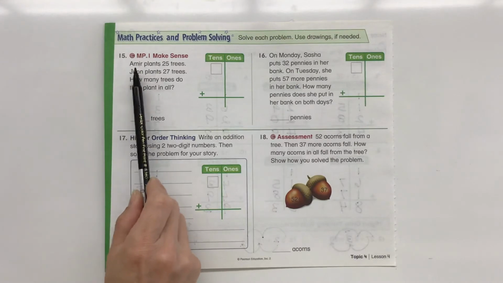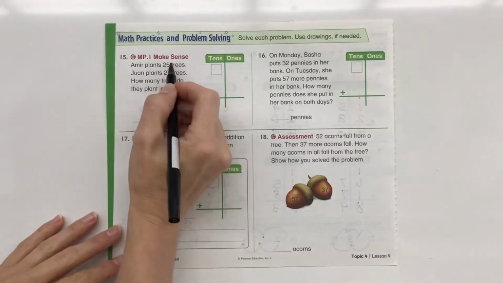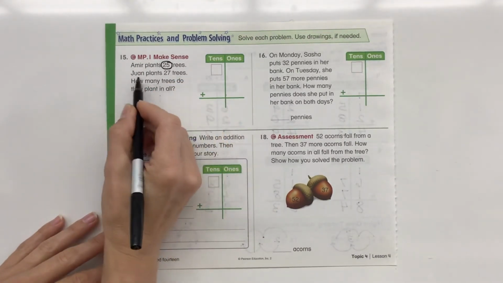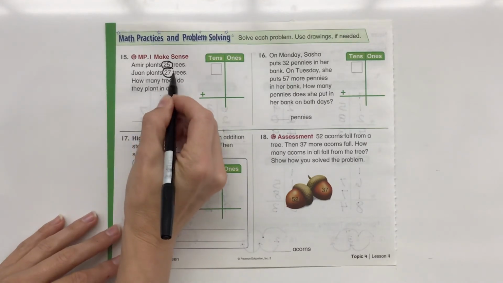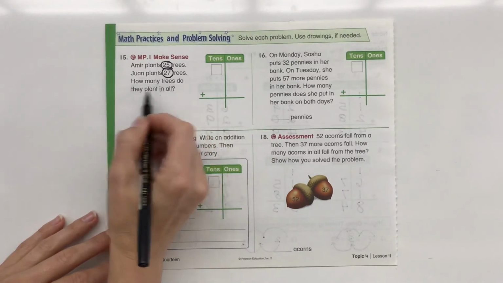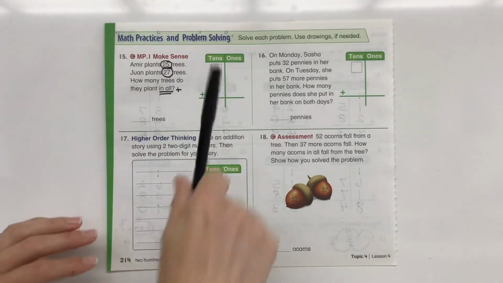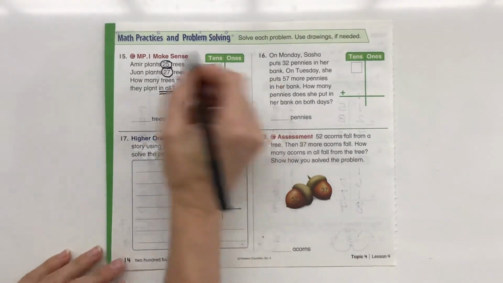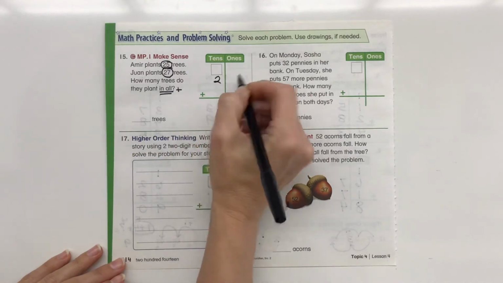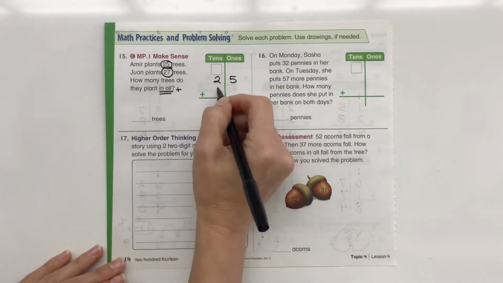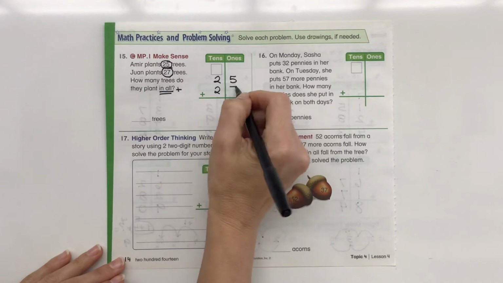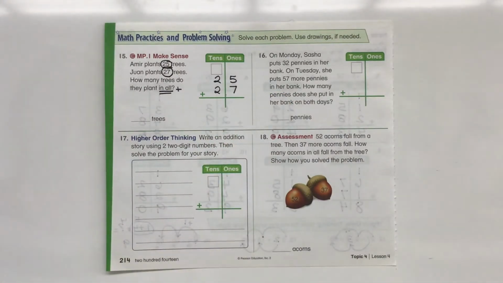Okay, Amir plants 25 trees. Juan plants 27 trees. How many trees do they plant in all? We know we're going to be adding. So we're going to go ahead and stack them according to our tens and ones. So 25 is 2 tens, 5 ones. 27 is 2 tens and 7 ones. Uh-oh, we're going to have to regroup.